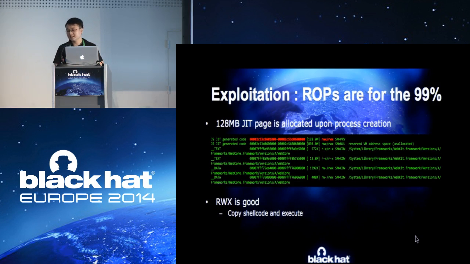And another problem here is how we can avoid ROP, because ROP is not very stable. It relies on the version a lot. So let's look at the mechanism of WebKit on 64-bit. You can see that upon process creation, a 128 megabyte JIT page will be allocated. And you can see that the address here is quite different from other addresses like the image address or the heap address.